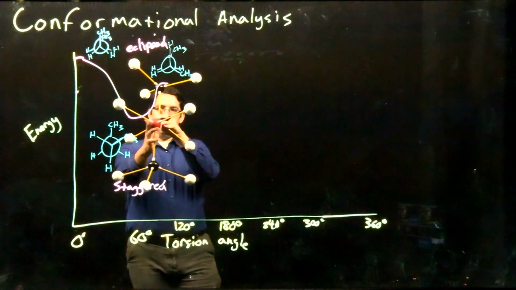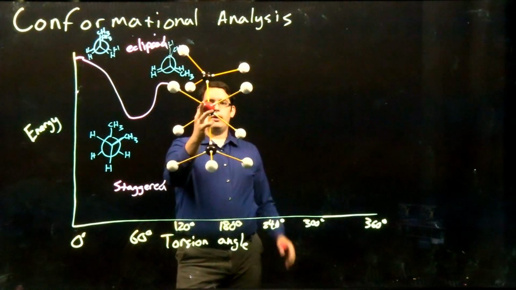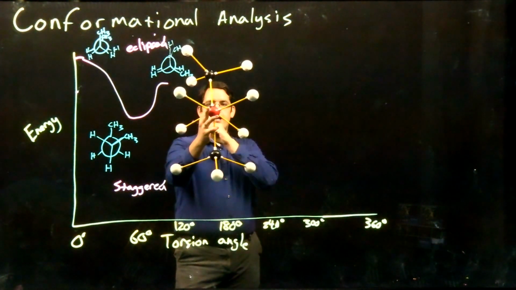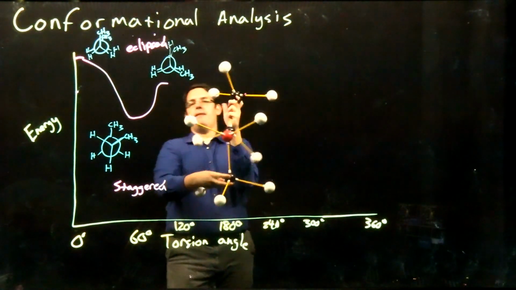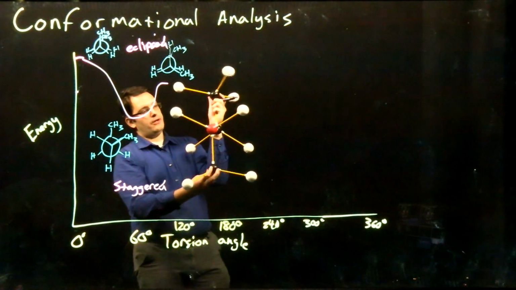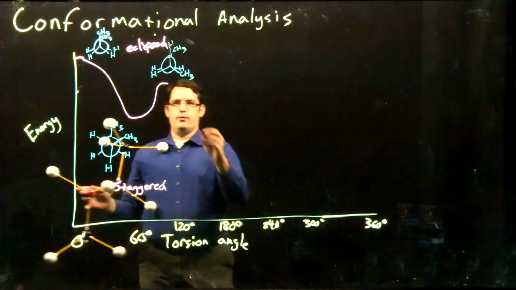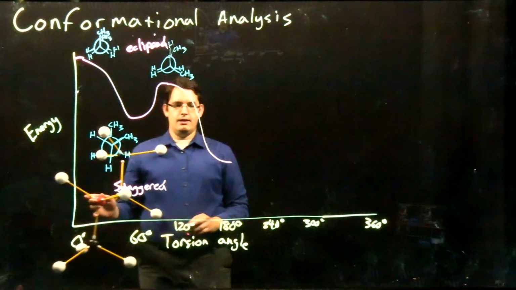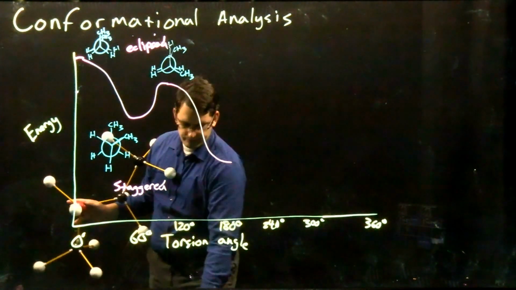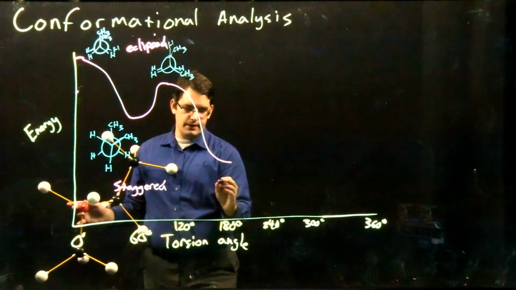Now we rotate again, and we've reached 180 degrees. At this point we're again staggered, all of our bonds are staggered relative to each other, but we've actually arrived at the maximum separation between our two carbons at the end, our two methyl groups. So we dip down to our lowest energy at 180. We're still in a staggered state, we're just in a much better staggered state.